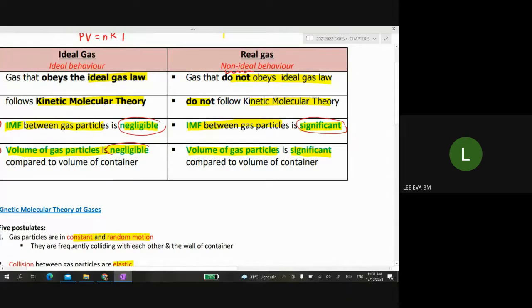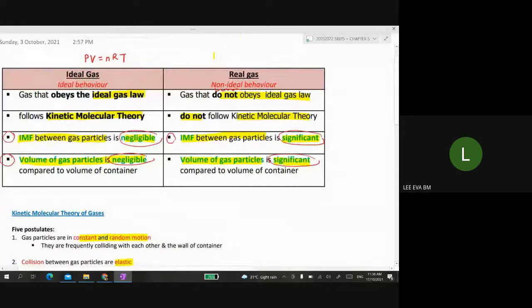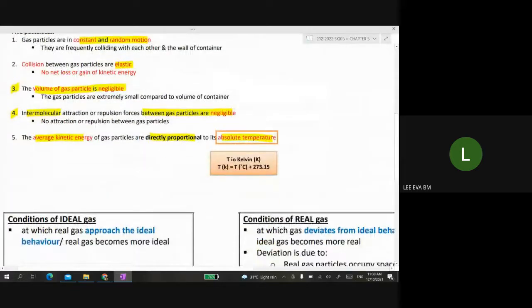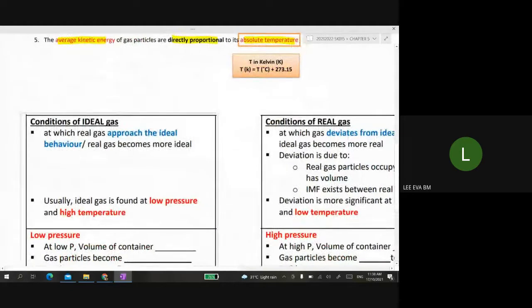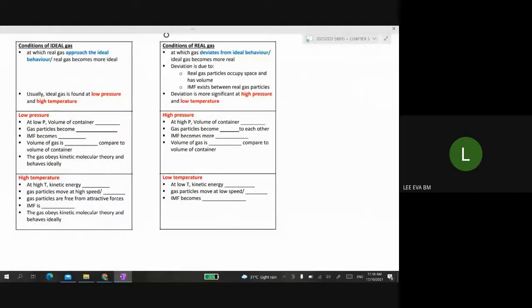For ideal gas, we ignore both the intermolecular forces and also the volume of the gas particle. But for real gas, we take it into consideration. Because intermolecular forces are significant, the volume of the gas particle also becomes significant. So highlight these 2 points, important. So we want to look at this one, condition. Bawah awak punya nota selepas table ke atas tu, kat bawah kita ada tempat kosong yang madam nak awak isikan.